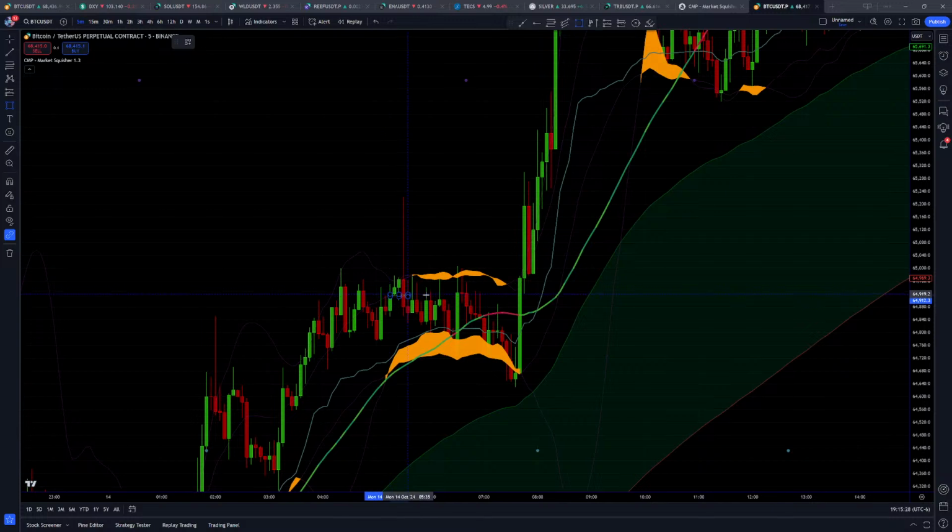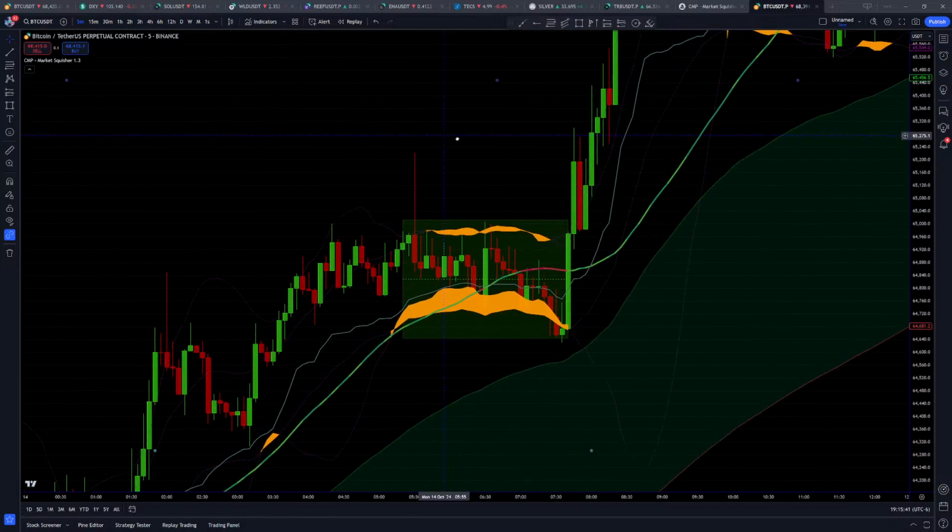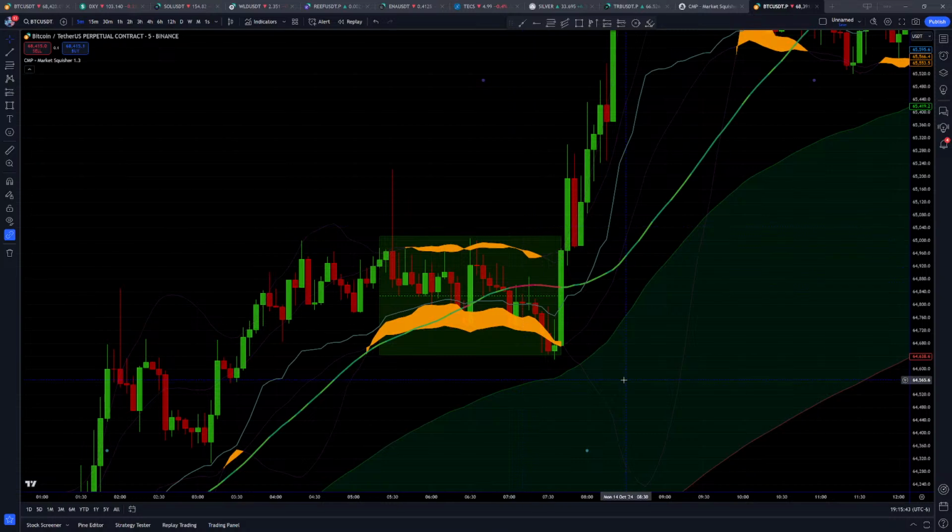So by being able to see the squeeze happening on chart, you can be more discerning with what you look for and subsequently how you trade it. So that's what we're going to do now.